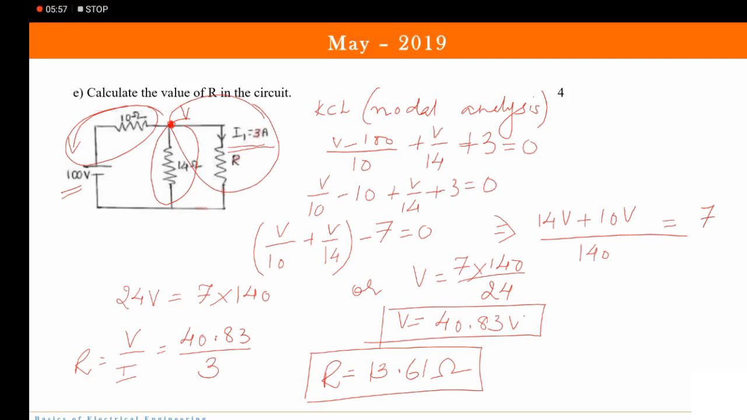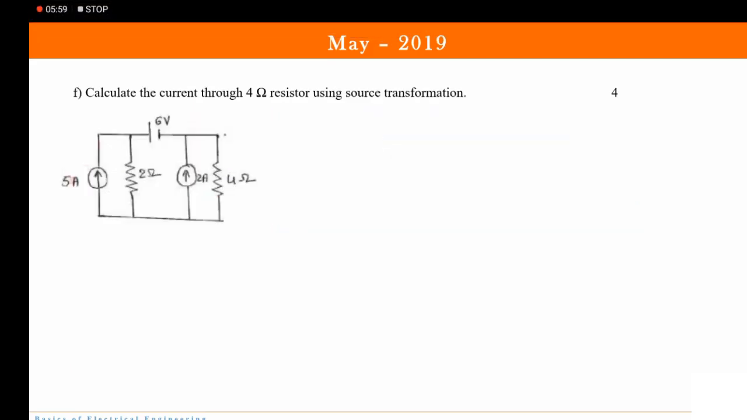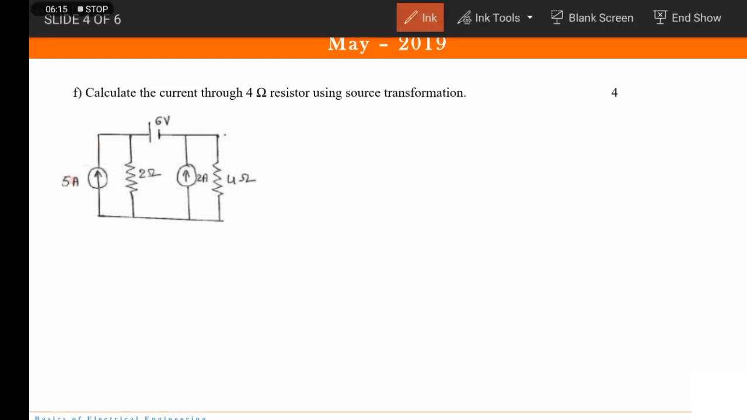Okay, so let us move to the next part. Now the next part is the F part. Again, as I said earlier, this question is for 4 marks. It says find the current through the 4 ohm resistor using source transformation. Okay, so let us see where our 4 ohm resistor is. So here is our 4 ohm resistor.